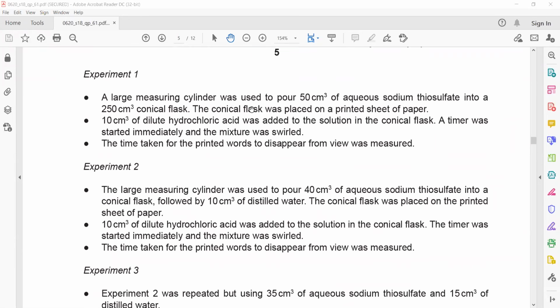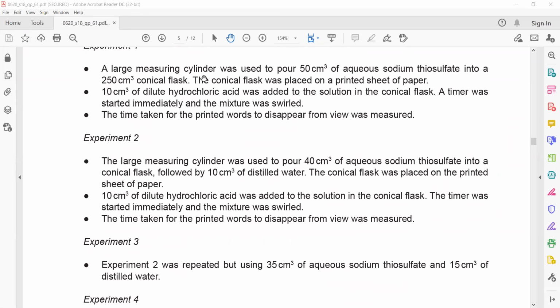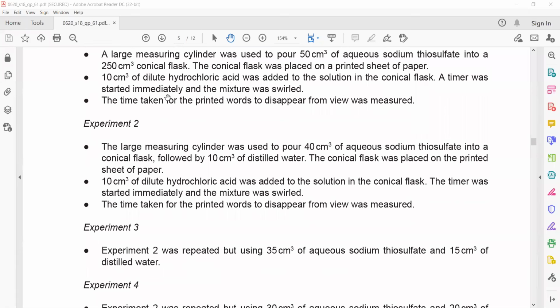Experiment 1: a large measuring cylinder was used to pour 50 cm cube of sodium thiosulfate into a 250 cm cube conical flask. The conical flask was placed on a printed sheet of paper. 10 cm cube of hydrochloric acid was added to the conical flask. A timer was started immediately and the mixture was swirled.